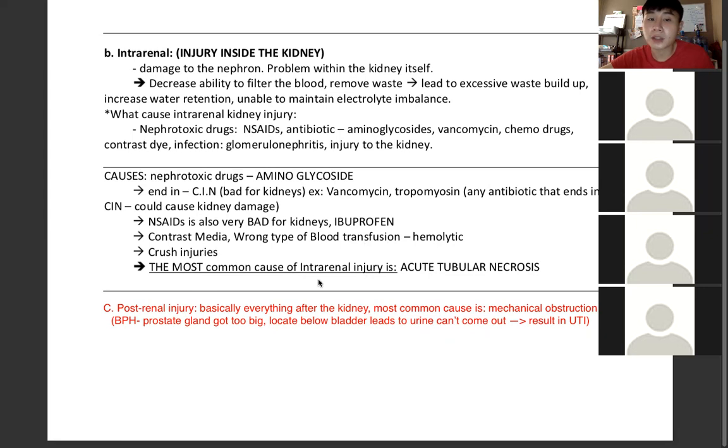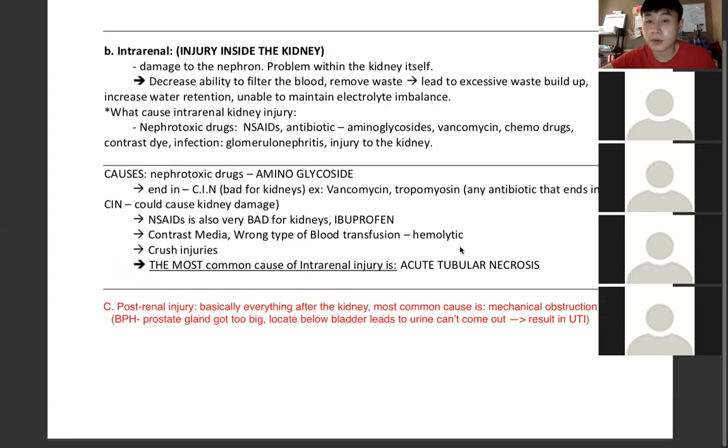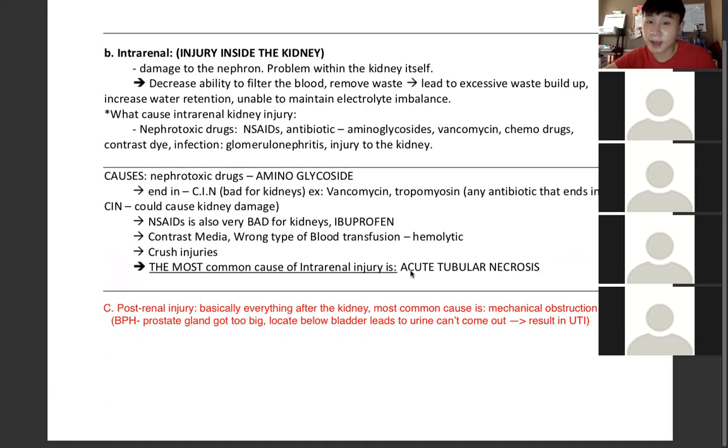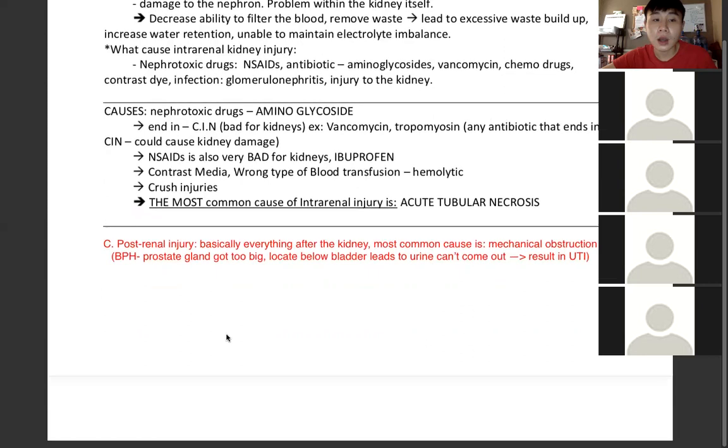The most common cause of intrarenal injury is acute tubular necrosis. So this is very important. We need to remember this because it will be on the exam. Acute tubular necrosis. We need to know what it means, and we need to know that it is the most common cause of intrarenal injury. All right.